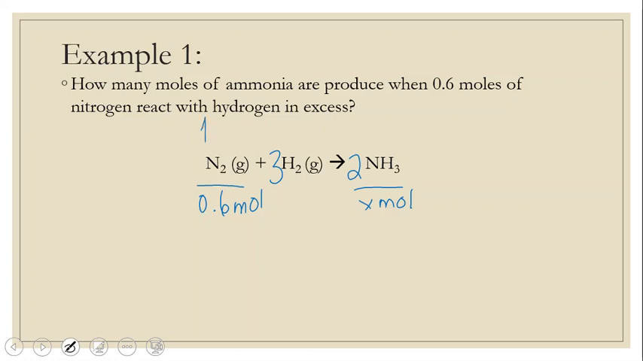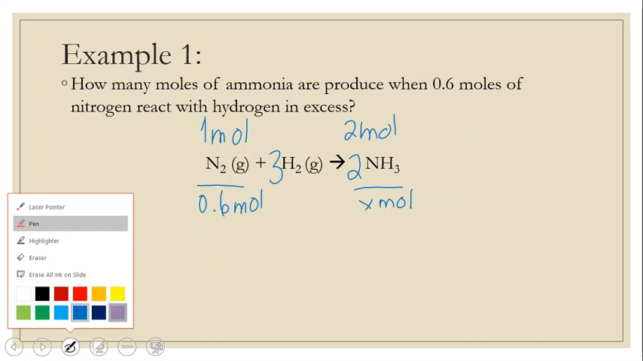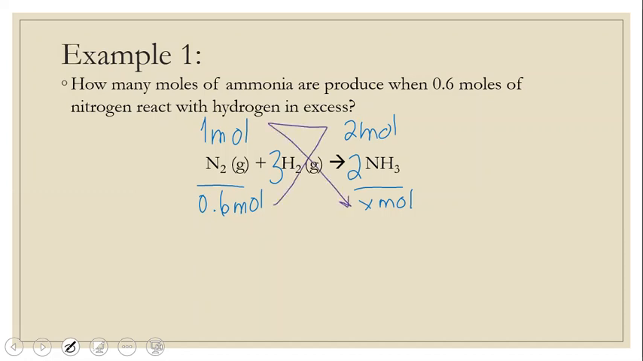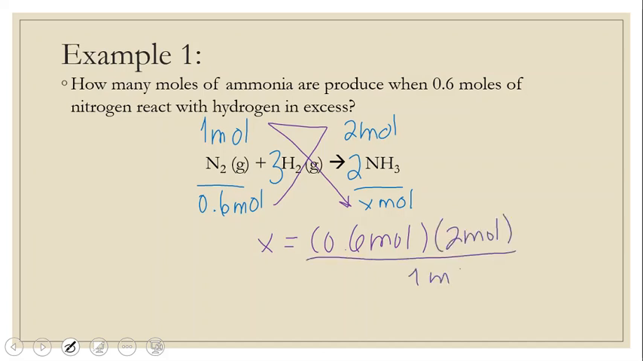In this case, nitrogen has a coefficient 1. There is 1 mole. Remember, the coefficient of the formula means the number of moles that are reacting. For ammonia are 2 moles. And we have to do a cross multiplication like this. And there are 0.6 moles times 2 divided by 1, and the result is 1.2 moles of ammonia. And that's it.